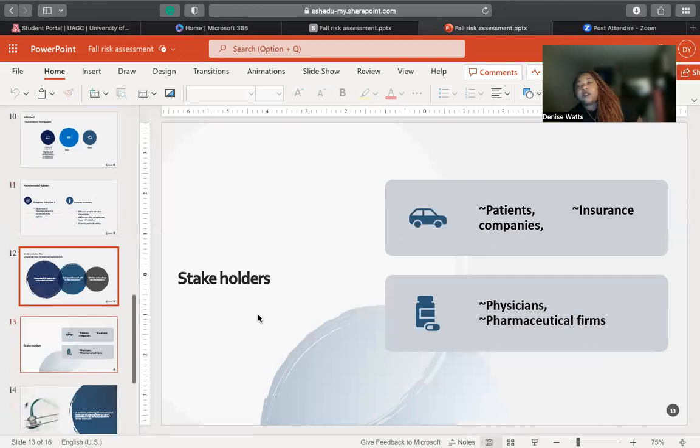The stakeholders. Our key stakeholders are patients, insurance companies, physicians, and pharmaceutical firms.